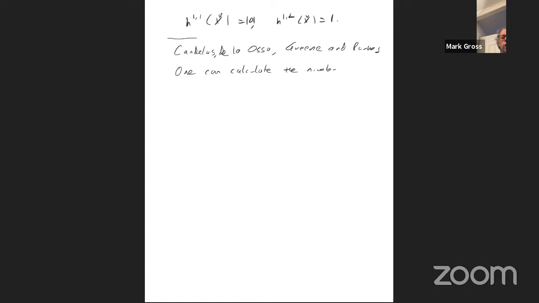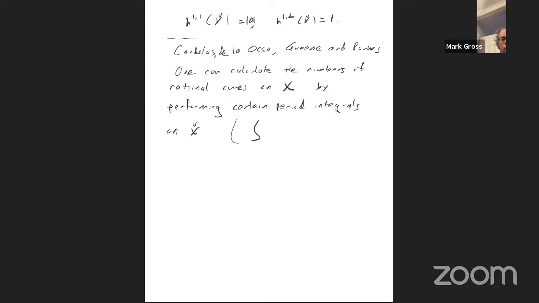the numbers of rational curves on X by performing certain period integrals on X hat. So a period integral is something of the form integral over a 3-cycle of the holomorphic 3-form.